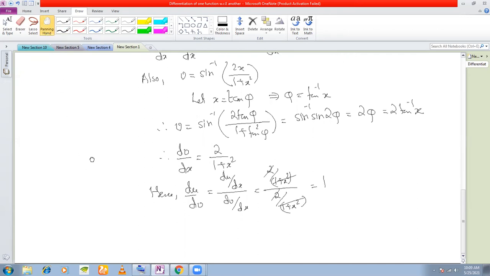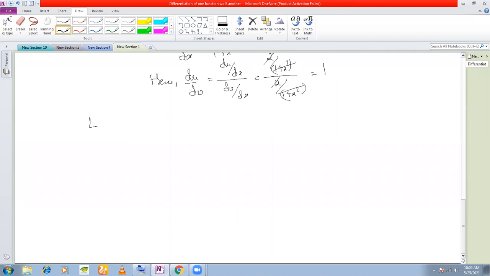We now start with the next part, an important part called logarithmic differentiation. Now, what is logarithmic differentiation? Where do we use logarithmic differentiation? Normally, we use logarithmic differentiation when one function is raised to the power of another function.